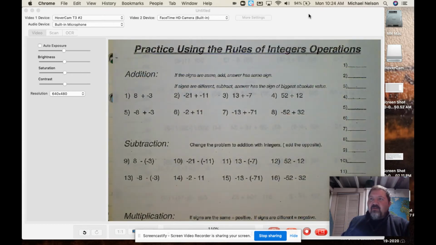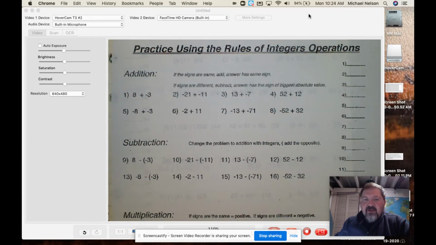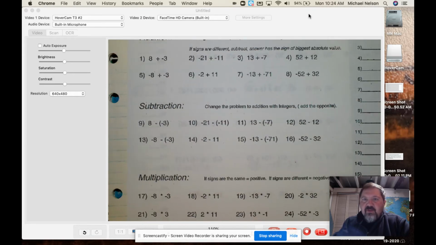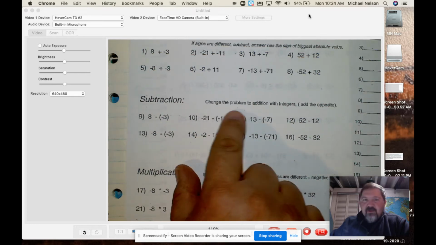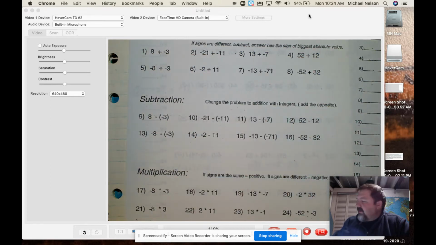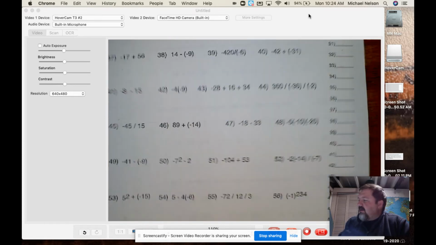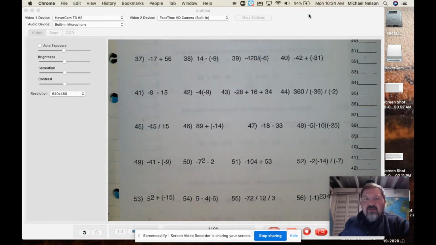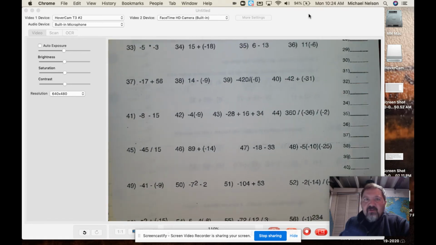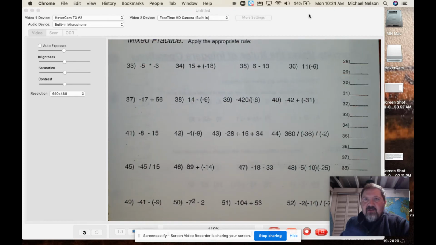This is the worksheet we're going to be working with on Monday. This is addition, subtraction, multiplication, division. On the front side, we're doing the review with the rules written right there as the instructions. And then on the back side, they're all mixed together. So you have to do some sign watching. You really got to watch to see that you're getting the right sign applied to this.